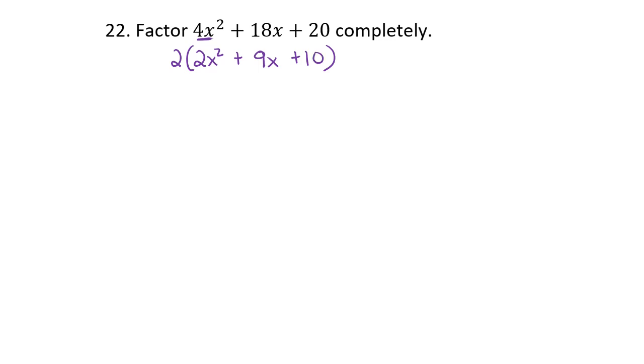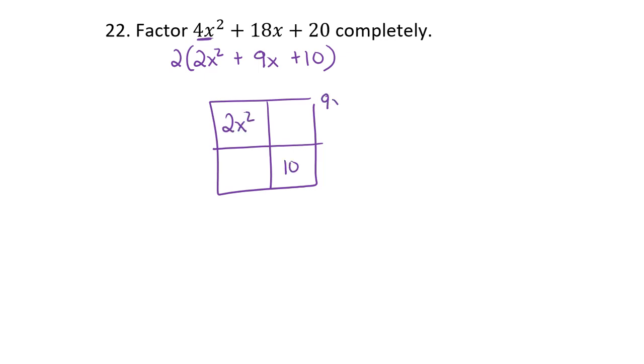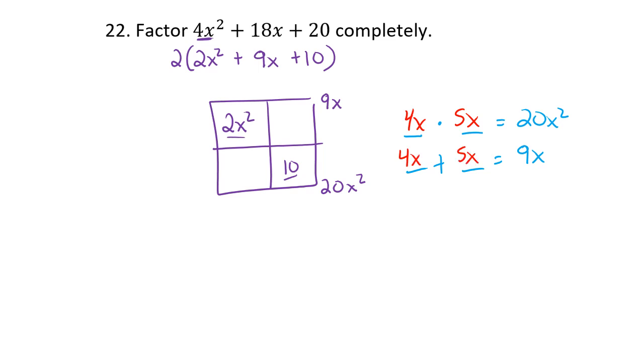So I factored a 2 out. I can now use my box to go ahead and factor. So I would have 2x squared here, 10 here, 9x, and then I multiply these two together. So 2 times 10, that's 20x squared. And now I got to figure out two numbers that multiply to be 20x squared, and those same two numbers would combine to give me a 9x. Those numbers would be 4x times 5x, because 4x plus 5x is 9x. So 4x and 5x.